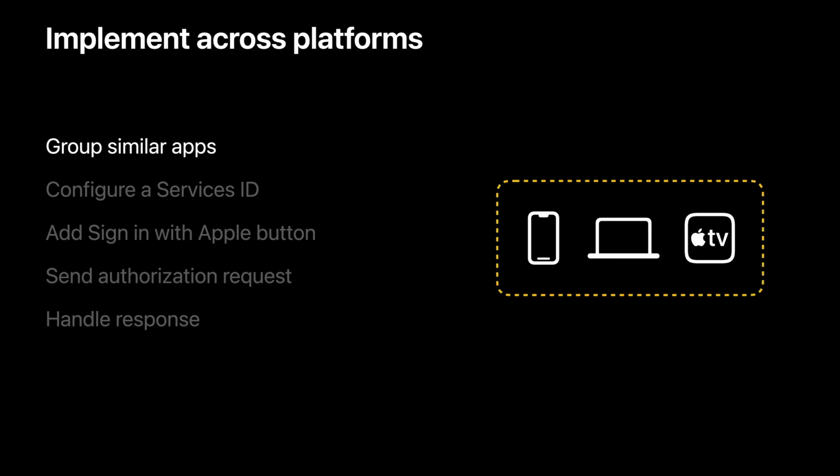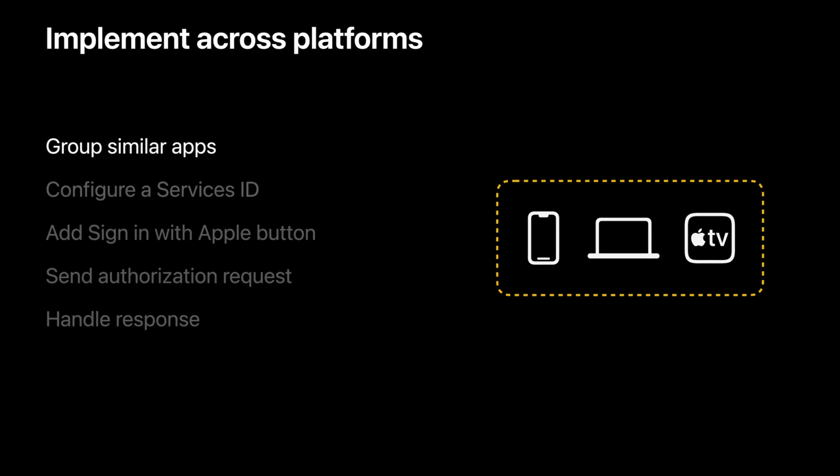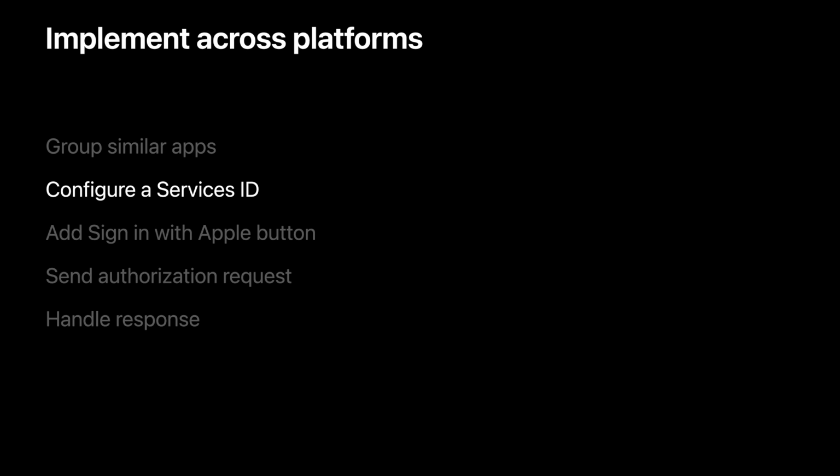By grouping related apps together, your users only need to provide their consent once to share their information with your app. For example, your app may be available on iOS and macOS, but use different bundle identifiers for each platform. It's recommended that you group these apps together. When using Sign In with Apple, your users will see the app icon for the app you set as the primary app. Let's discover how you can configure a Services ID to support Sign In with Apple on your website.